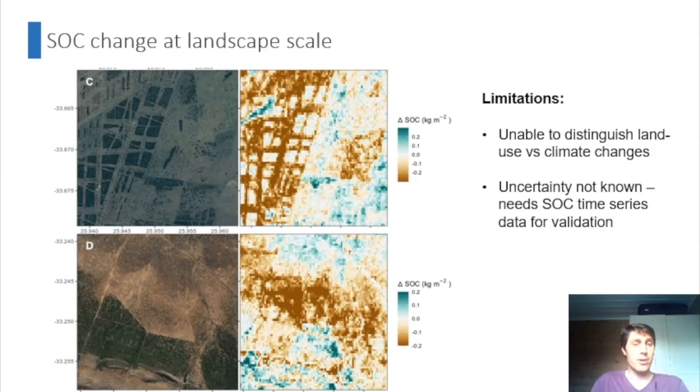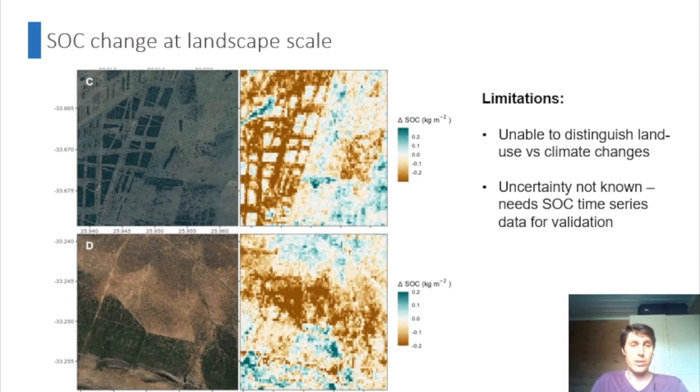It's important to note that we did not have time series soil organic carbon available to validate or give an accuracy estimate or uncertainty estimate to these trend maps. And we also were not able to distinguish between land use and climate changes, and this will require further research and analysis to achieve.